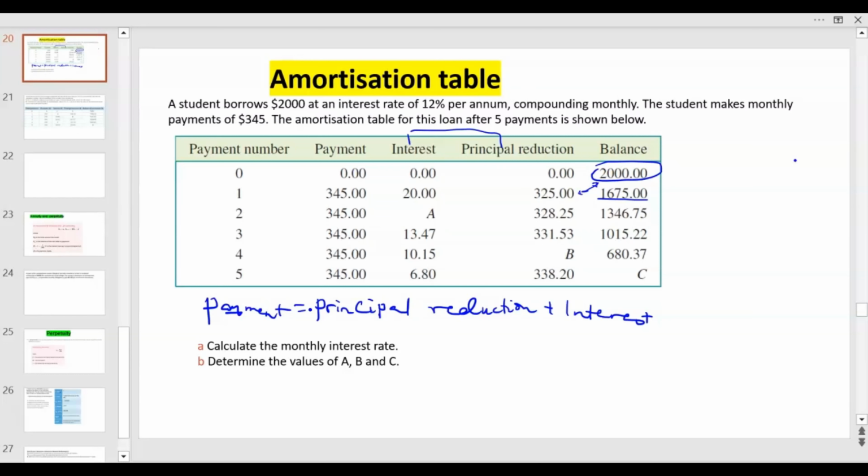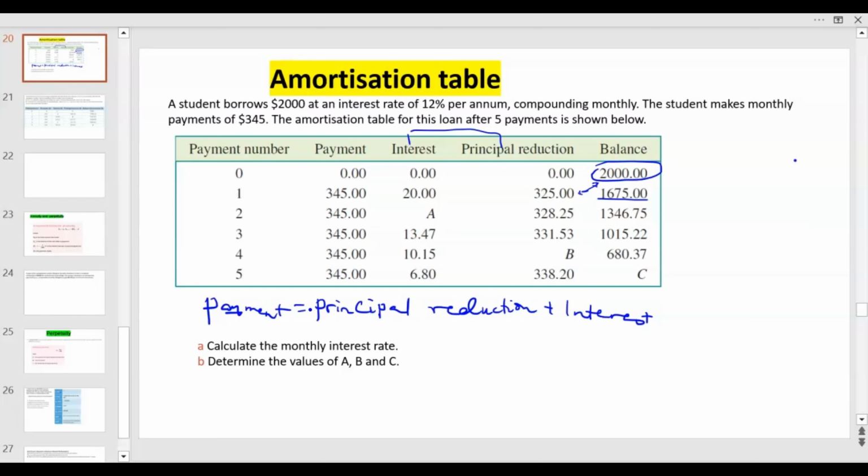Alright. Okay, let's work it out. The value is missing, and the student borrows $2,000 at an interest rate of 12% per annum, compounding monthly. The student makes a monthly payment of $345. The amortization table for this loan after 5 payments is shown below. So the payments are monthly payments.